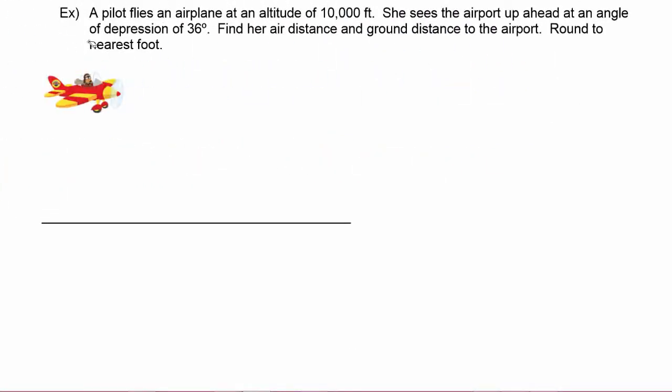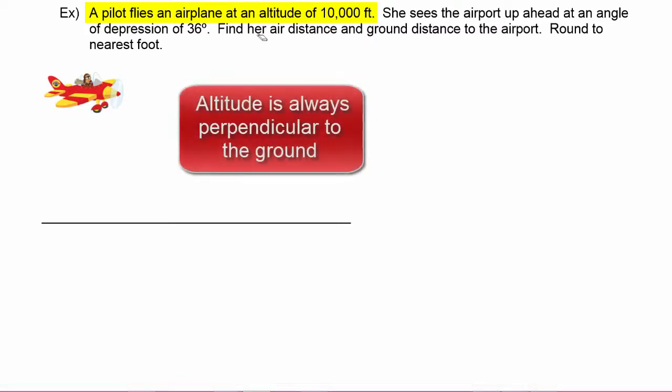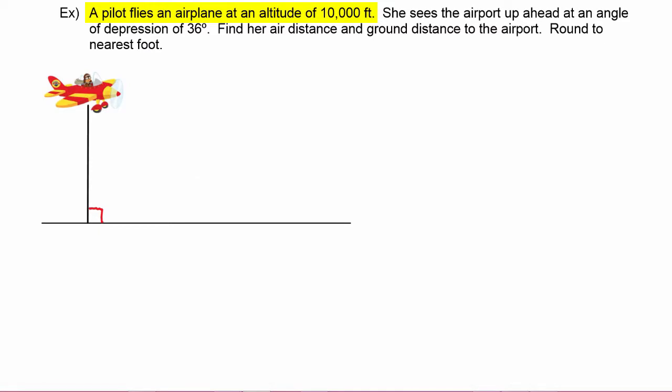So in this first example, a pilot flies an airplane at an altitude of 10,000 feet. So let's just take that sentence. We know that altitude is always going to be a line that is perpendicular to the ground. So we can go ahead and draw in the altitude of the pilot, and we'll indicate that it is perpendicular to the ground. And we know that that altitude is 10,000 feet. So we can label that on our drawing.